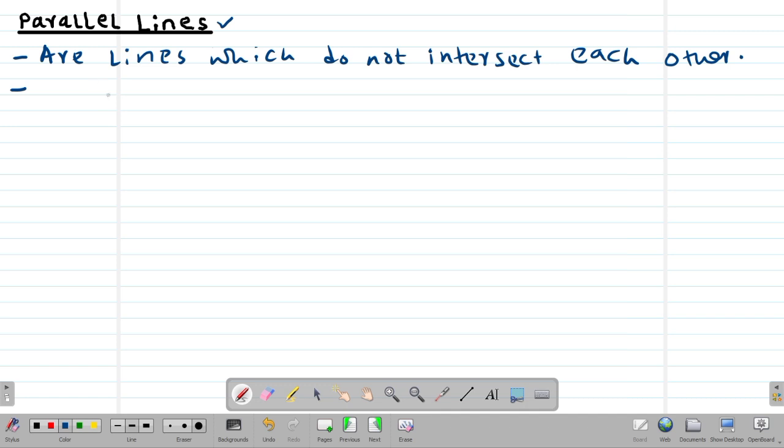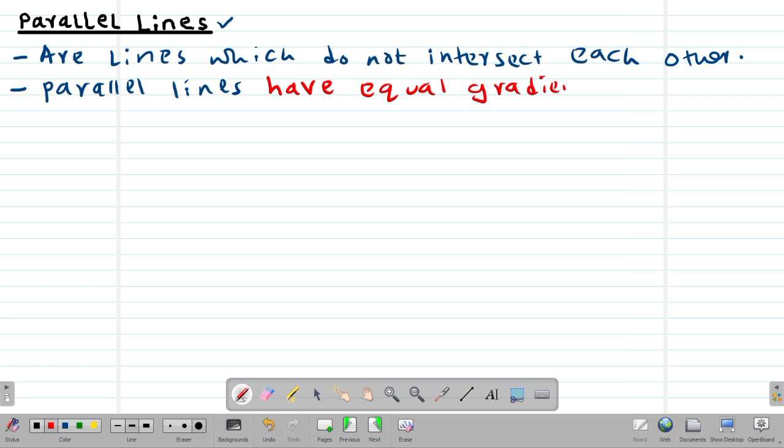Now, the key point that you need to note as far as parallel lines are concerned is that parallel lines usually have equal gradients. So parallel lines have equal gradients. This is what we call parallel lines.